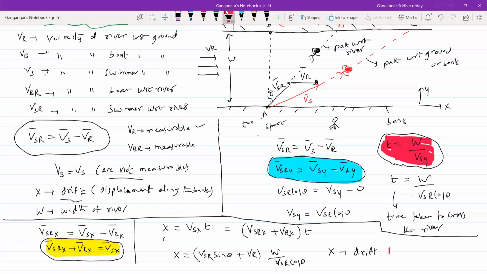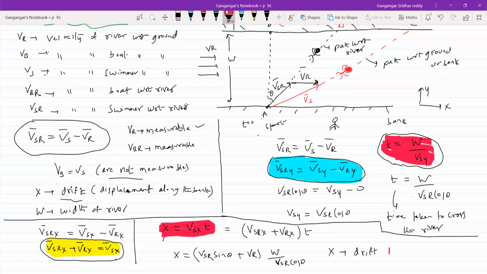Vsy will determine the time taken to cross the river. Vsx will determine the drift. Finish. You need not bother about any other thing after this. Whatever the type of numerical, you can manage. Any doubts you can clarify, because this is the basic idea; in every numerical I'll be taking help of this condition only.